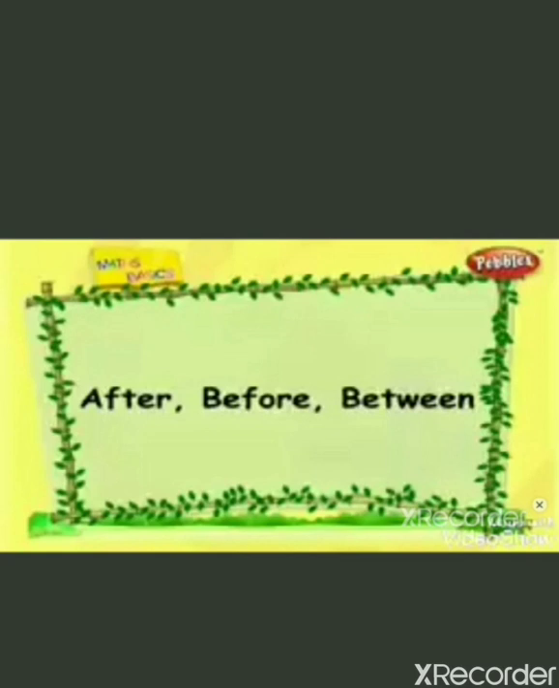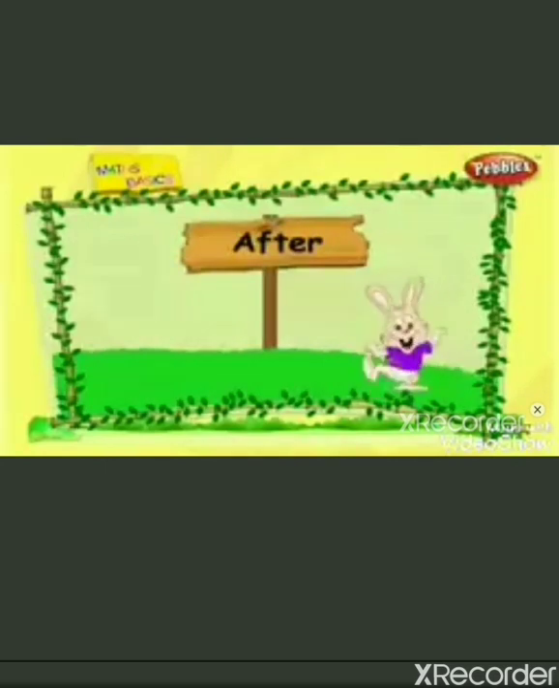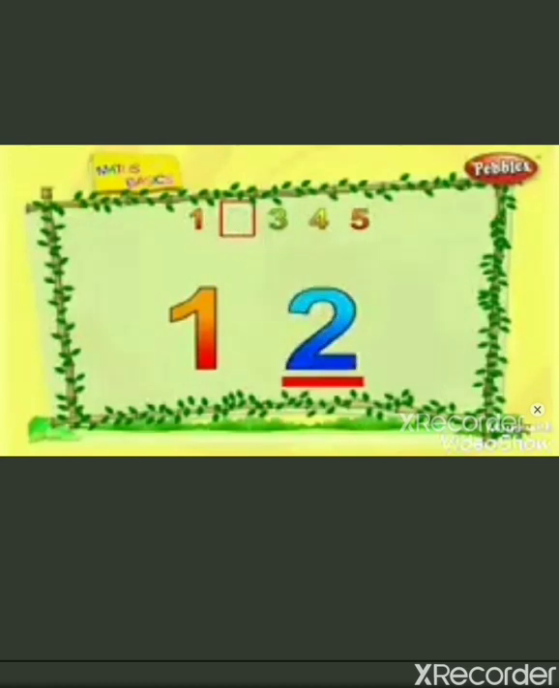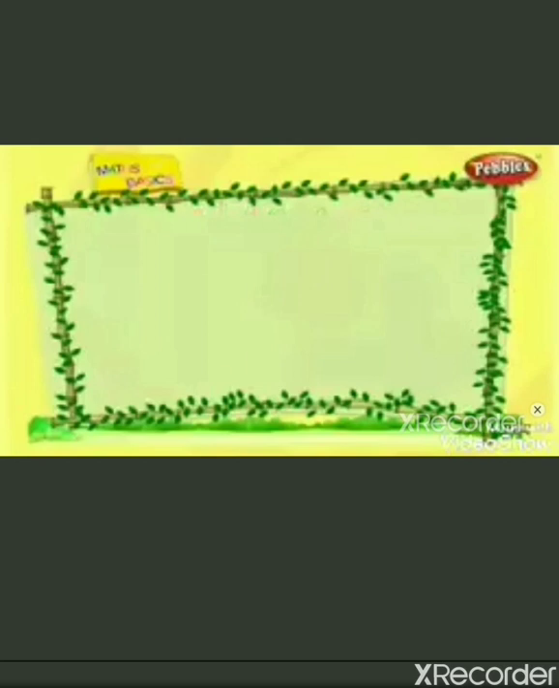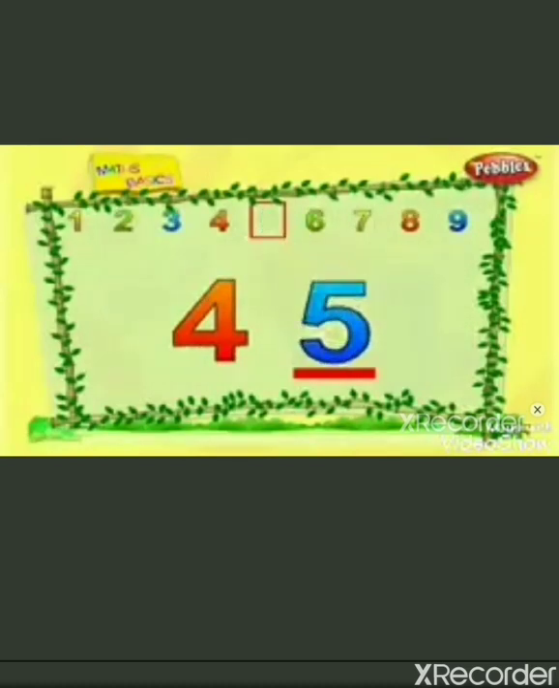Children, if you have any confusion, I have given you another way by which you can understand the concept of the 3 points, that is, after, before, and between. Number after. Let us learn what comes after a number. This is number 1. So, what comes after 1? Yes, after 1 is 2. Another example. You can see upside all the numbers are written. This is 4. What comes after 4? After 4 is 5.